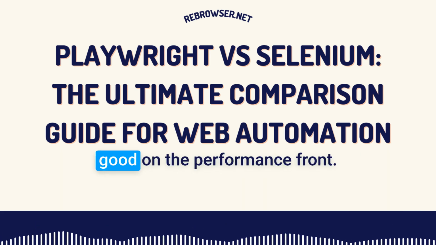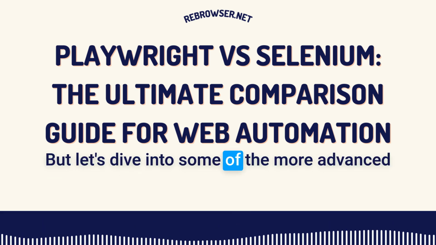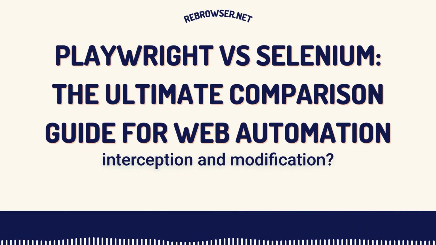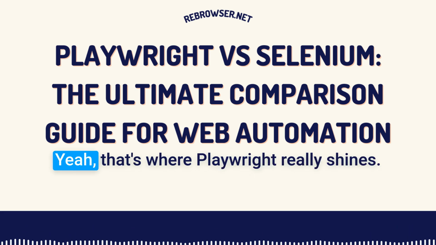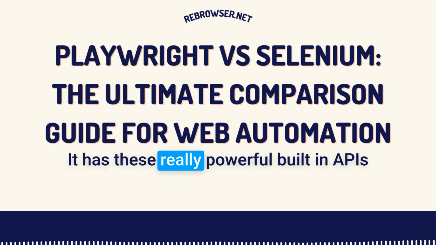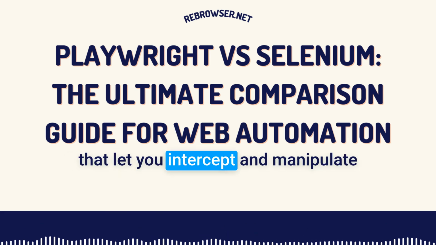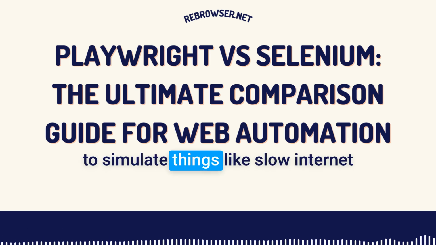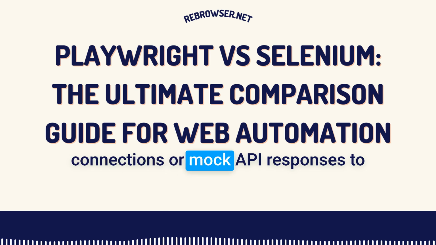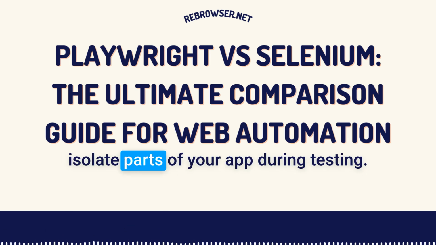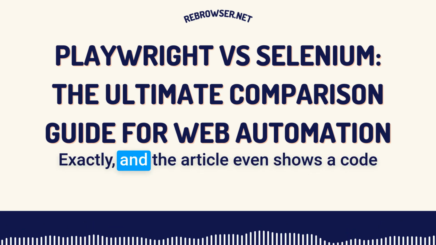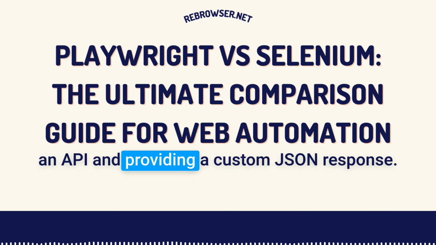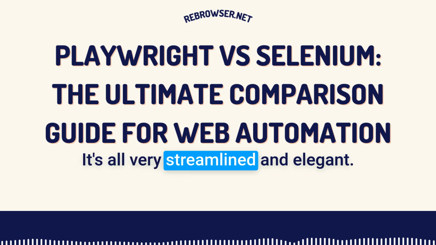Right, so Playwright's looking pretty good on the performance front. But let's dive into some of the more advanced features that modern web apps often require. What about things like network interception and modification? Yeah, that's where Playwright really shines. It has these really powerful built-in APIs that let you intercept and manipulate network requests right within your test code. That's super handy if you're trying to simulate things like slow internet connections or mock API responses to isolate parts of your app during testing. Exactly. And the article even shows a code example where you're intercepting a request to an API and providing a custom JSON response. It's all very streamlined and elegant.